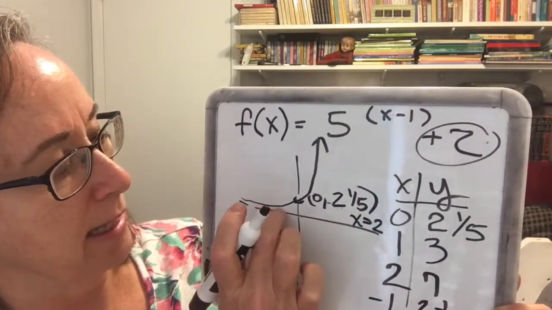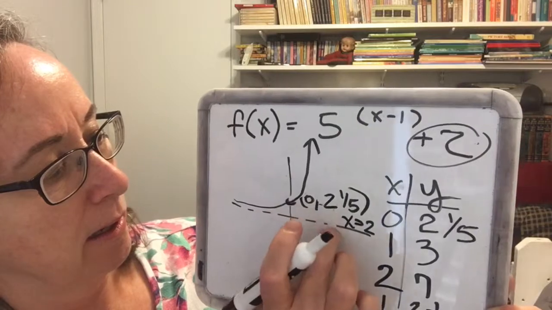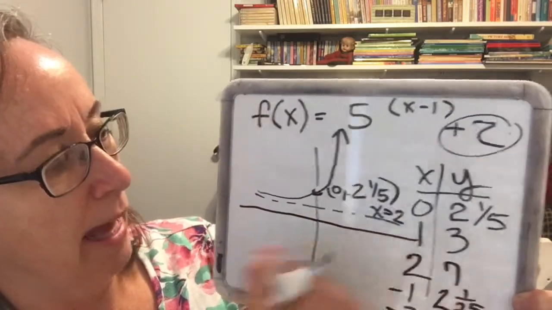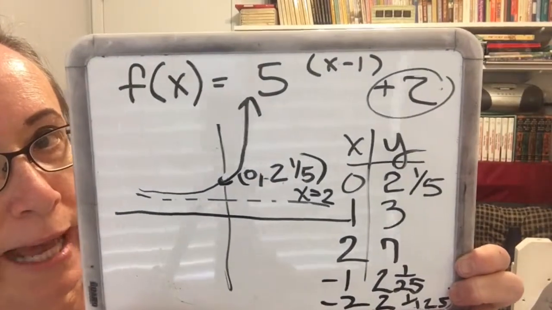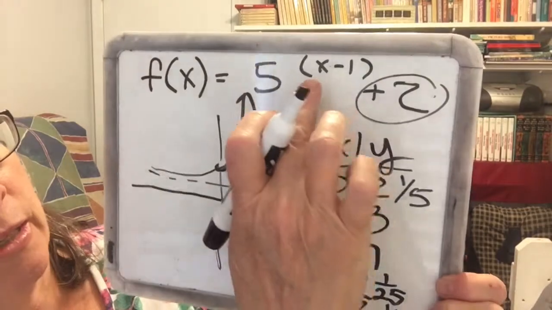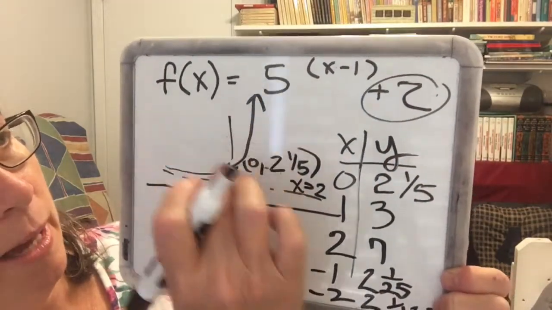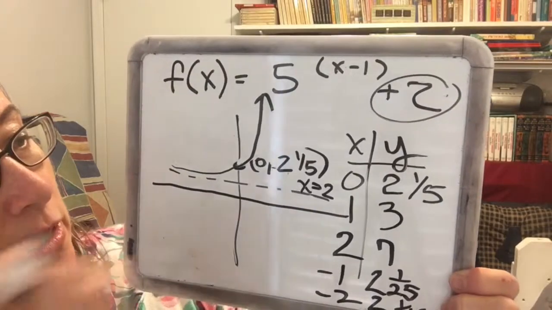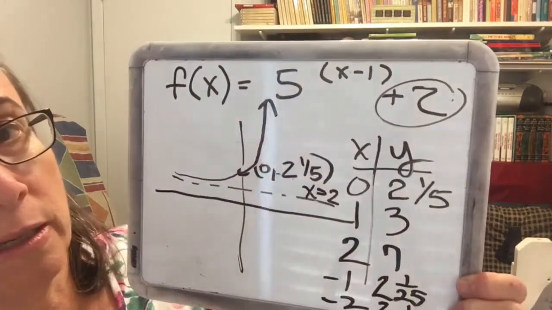We'll make this nice and dotted, and then we'll go ahead and put our regular axis there. So it has an asymptote. It shifted 2 to the right. It shifted 2 up and 1 to the right. It shifted 2 up and 1 to the right.